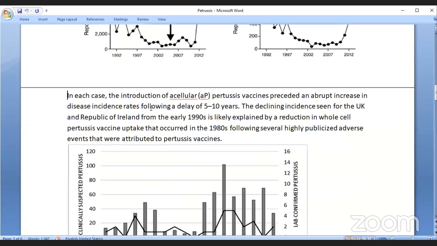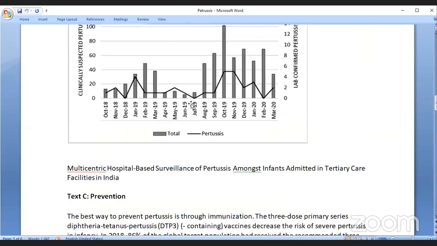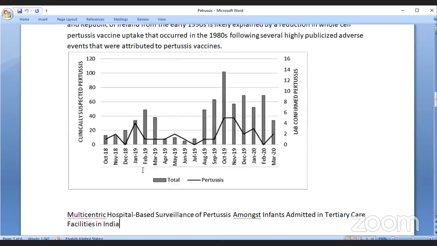And then here a little bit about the pertussis vaccine. In each case, pertussis vaccine was followed by an abrupt increase in this and that. So in the 80s what happened, in the 90s what happened. This is quick skimming and scanning. We don't need to read the whole of these two sentences or this paragraph, just the main thing. Okay, and then we have this graph, multi-centric hospital-based surveillance of pertussis among infants admitted in tertiary care facilities in India.